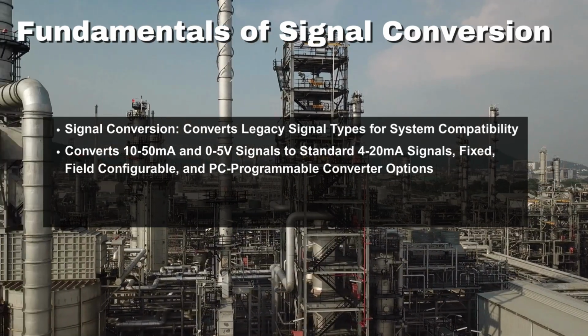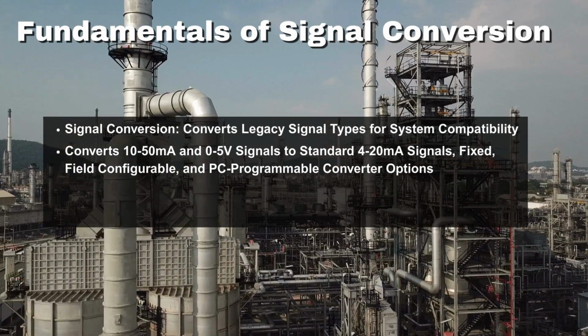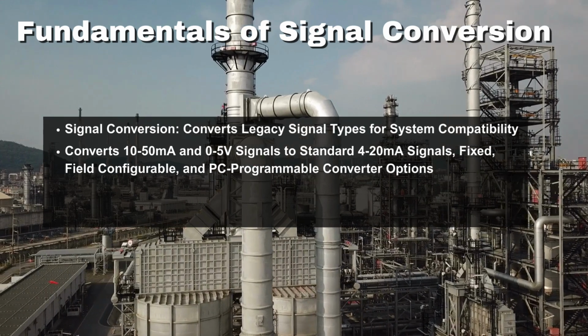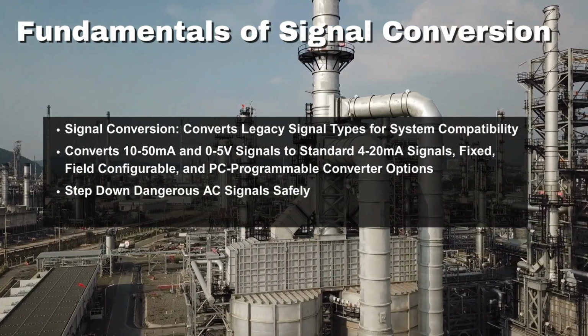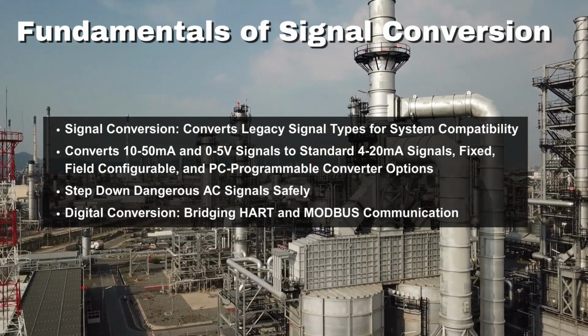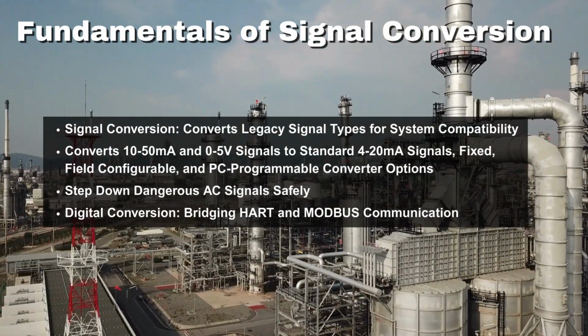We'll look at several types of converters: fixed range units built for simplicity, field configurable and PC programmable models that add flexibility and precision, converters designed to step down high-level AC signals safely, and modern digital solutions that map HART data to Modbus for seamless integration into plant networks.